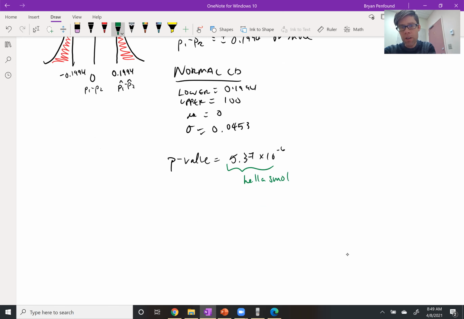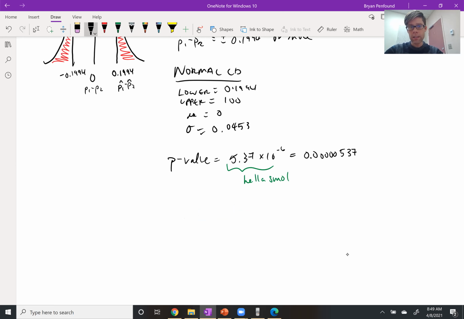If you want this as a proper decimal number, we would take our 537, and this 10 to the negative 6 just means to move the decimal place 6 places to the left. So that's what this scientific notation is telling us. 1, 2, 3, 4, 5, 6. The decimal place lands here. I'm going to need 5 zeros. So this is a very, very small p-value as a decimal number. Let me write that in: 5 zeros, then 5, 3, 7.